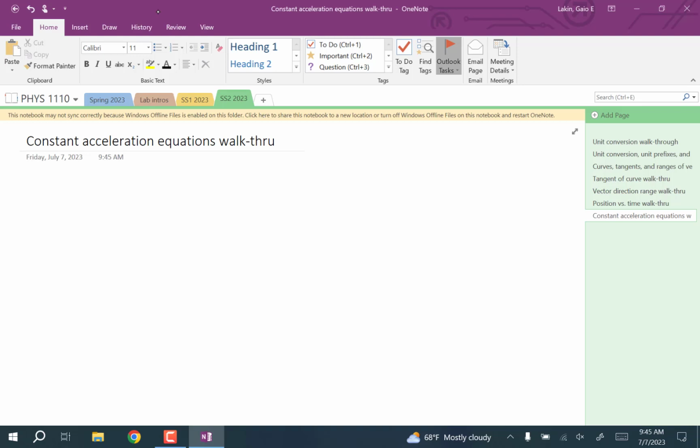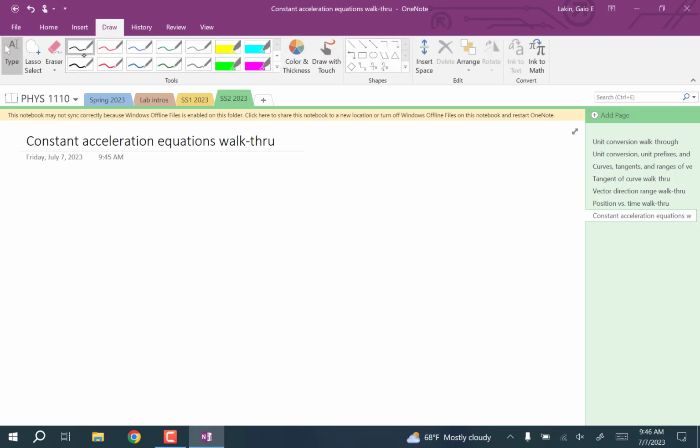Okay, this is a walkthrough of problems where you have to use the constant acceleration equations. So for this problem, let's say we have a horizontal motion. So the object is just moving side to side.